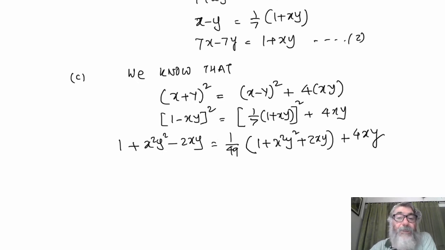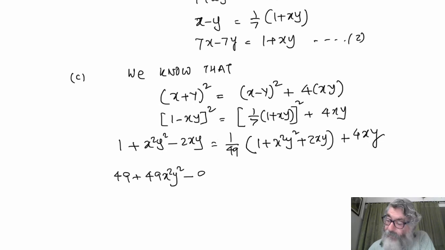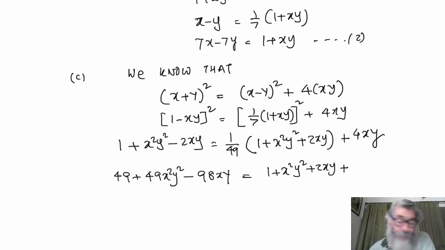It is going to be a quadratic equation in terms of x and y, from the shape which is appearing. Let's take the LCM 49, or cross multiply. 49 plus 49 x square y square minus 98xy, since 49 into 2 is 98, is equal to 1 plus x square y square plus 2xy plus 49 into 4, which is 196xy.